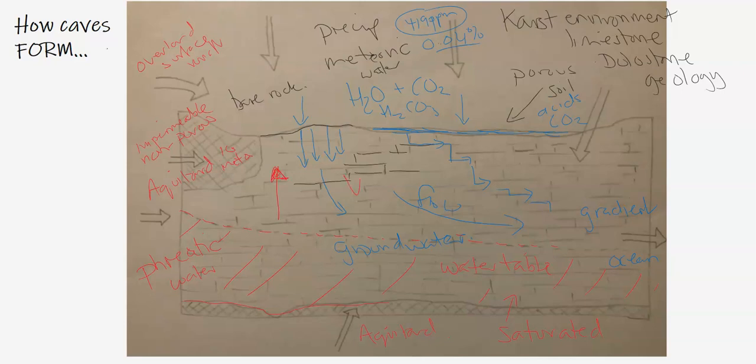This is called the vadose. So if a cave system is above the water table and it's just filled with air, then it's called a vadose system, and it's a zone of aeration or an unsaturated zone.